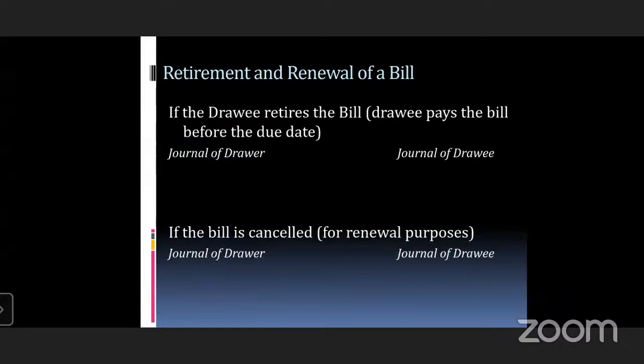And sometimes the drawee may request the drawer to cancel the bill. Understood? Sometimes he may be requesting the drawer to extend the time period. This we call a renewal of the bill. So the drawee pays an additional amount as interest for the extended period. Now let us see the journal entries with regard to the retirement of the bill and the renewal of the bill.